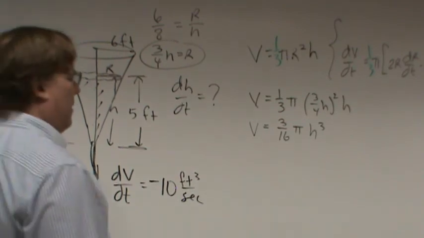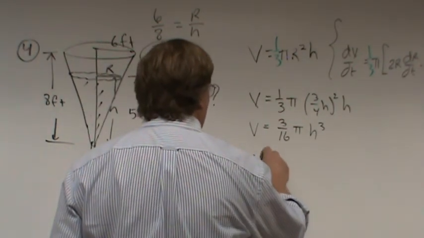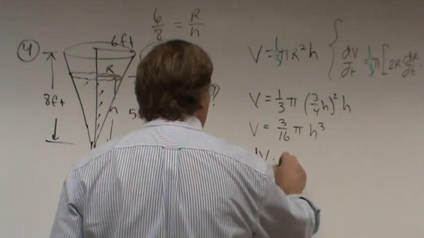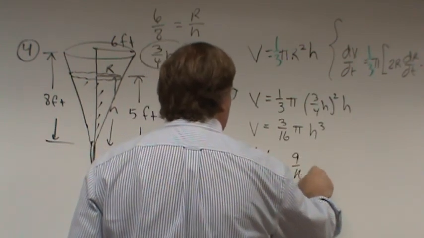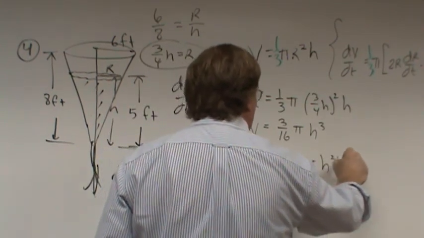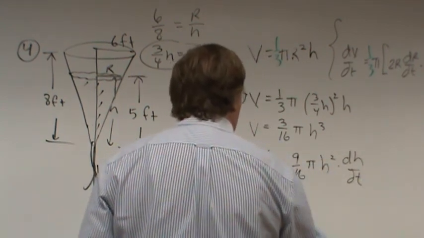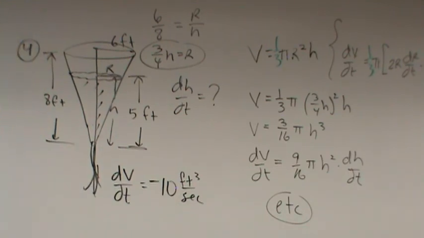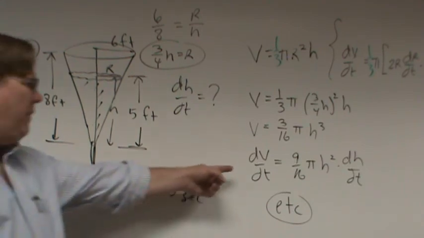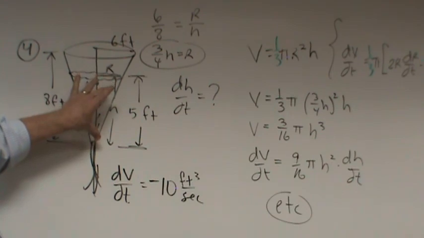Now let's go ahead and do dV/dt equals 9/16 pi H squared times dH/dt. And at this point, I'll just say etc. You just plug in and solve for dH/dt. By the way, is dH/dt going to be positive or negative? Negative. Good, it's going to be negative because my dV/dt is negative, and that makes sense because my height's getting smaller.